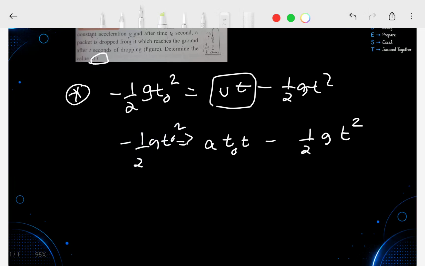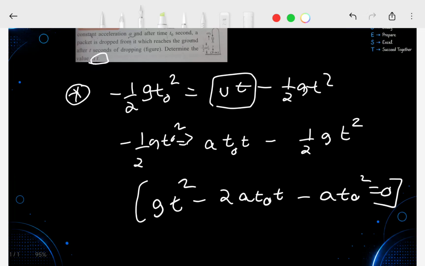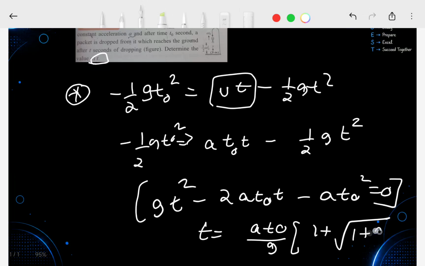Deriving the relation, we get g t square minus 2 a t naught t minus a t naught square is equal to 0. This is a quadratic equation, because we have a t to the power 2. Now solving this very simple quadratic, the answer would be t equal to a t naught by g, the final answer being 1 plus the square root of 1 plus g by a.